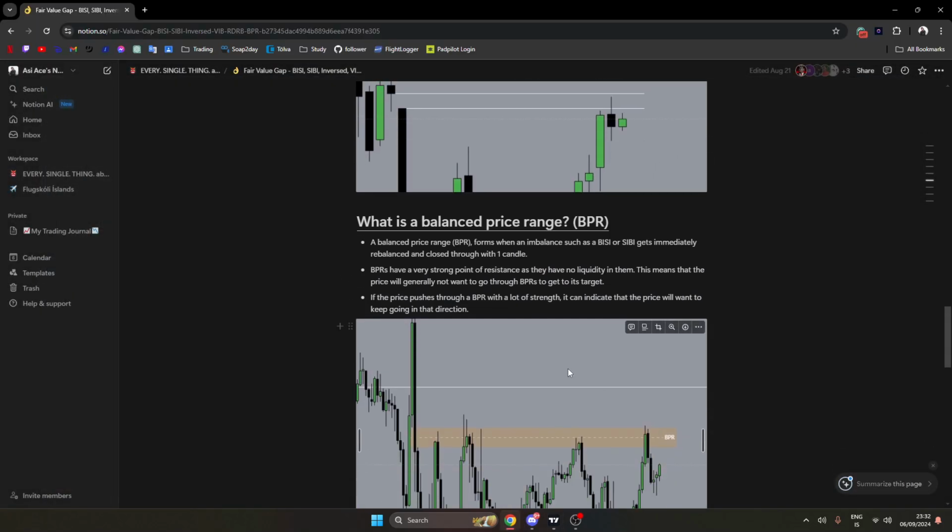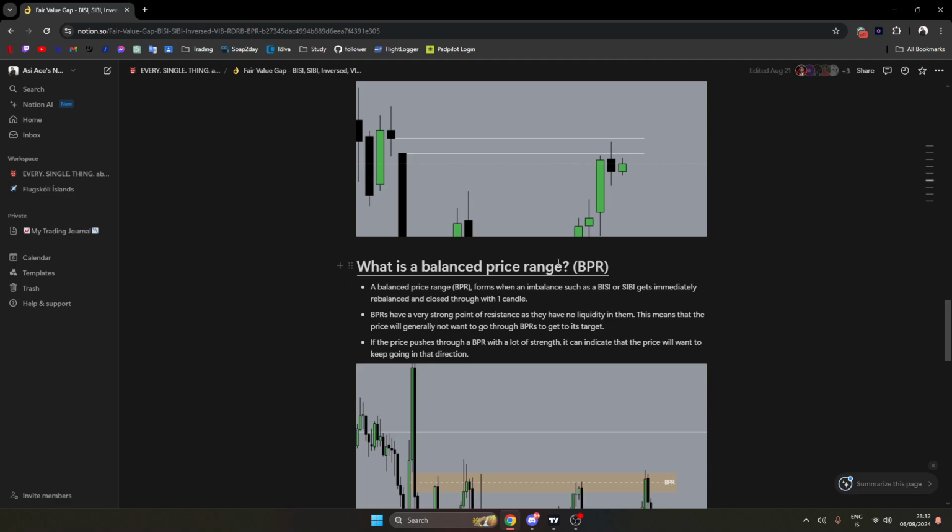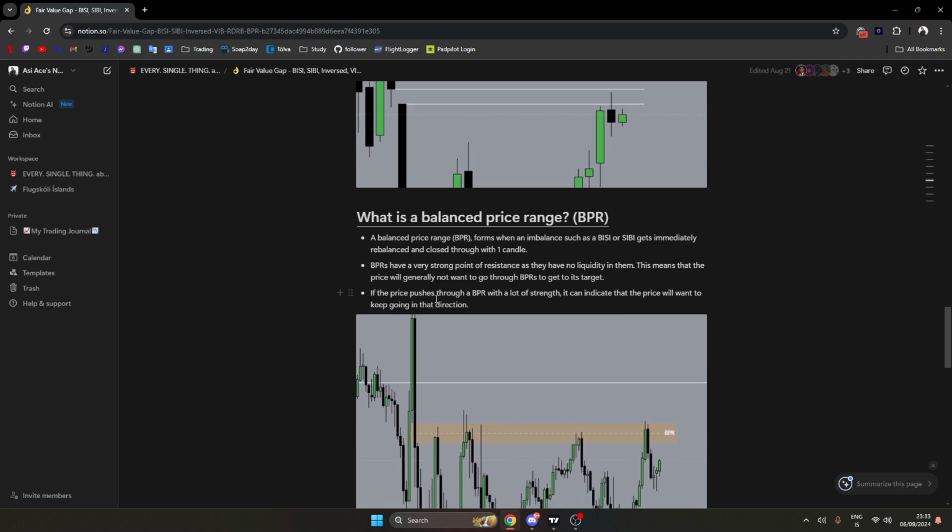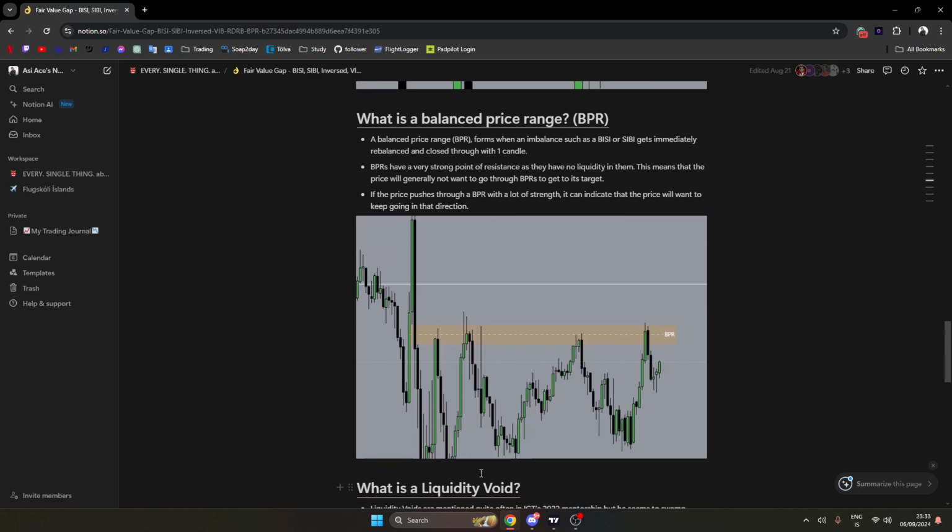Let's close that. Now, what is a balanced price range, a BPR? A balanced price range forms when an imbalance, such as a BISI or a SIBI, gets immediately rebalanced and closed through with one candle. BPRs have a very strong point of resistance as they have no liquidity in them. That means that the price will generally not want to go through BPRs to get to its target. If the price pushes through a BPR with a lot of strength, it can indicate that the price will want to keep going in that direction.